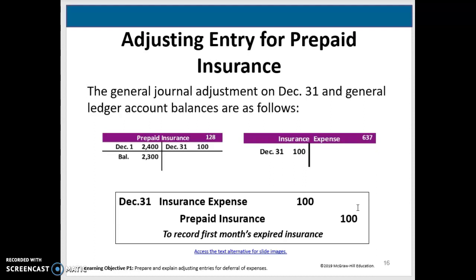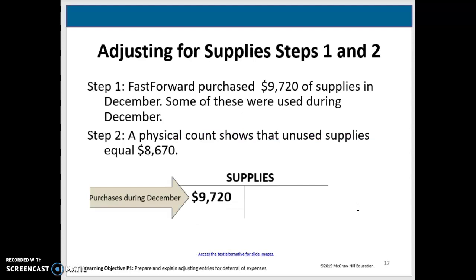All right, let's look at an example with supplies. So this tells us that we purchased $9,720 of supplies in December. We used some of them in December also. So at the end of the month, we went into our supply closet. We did a physical count to see what we have left. And it says the physical count shows that we had unused supplies that were $8,670. So going into this, our balance was $9,720, right?